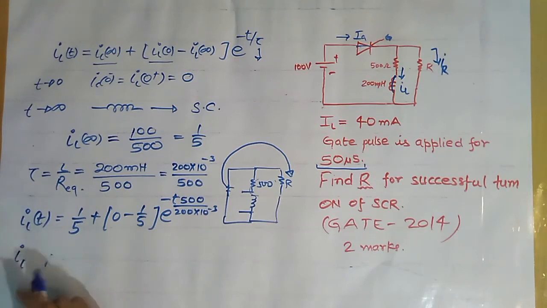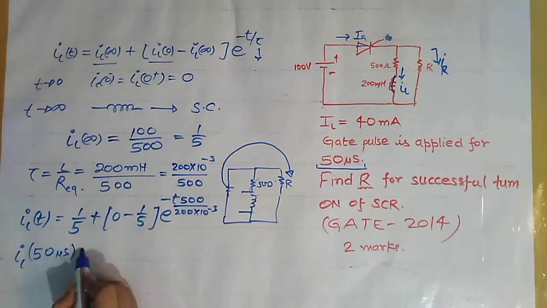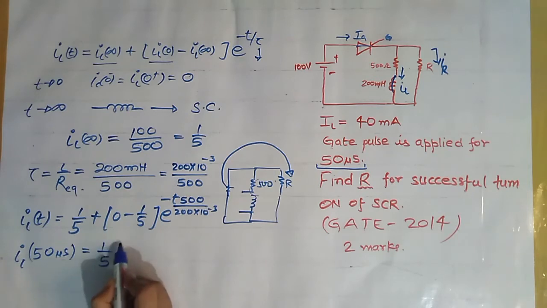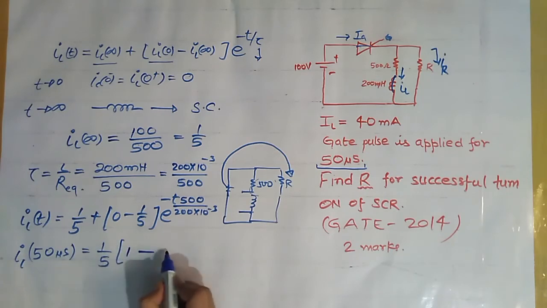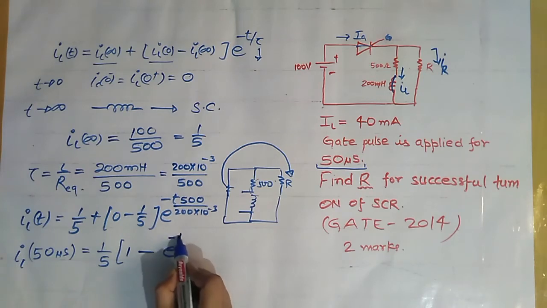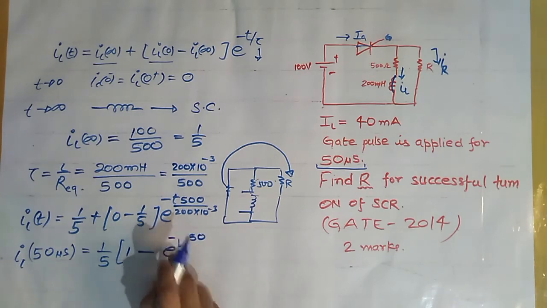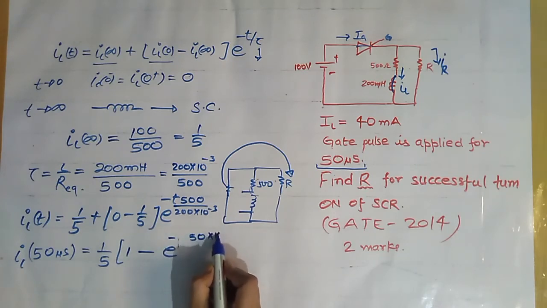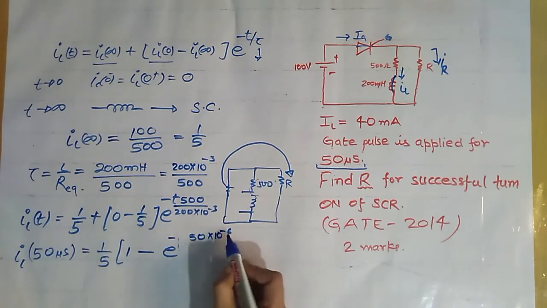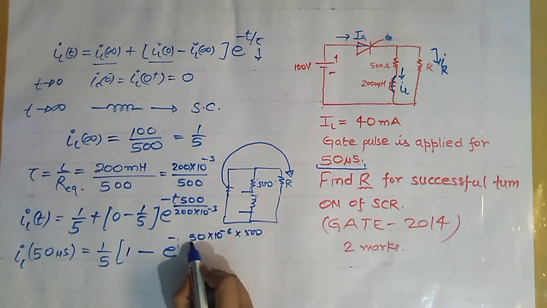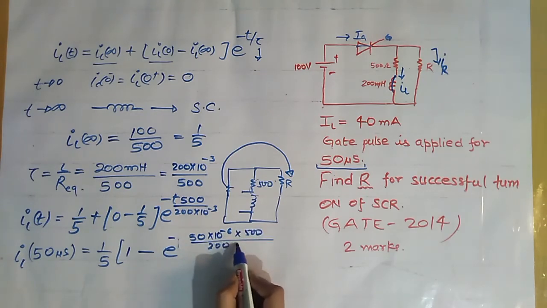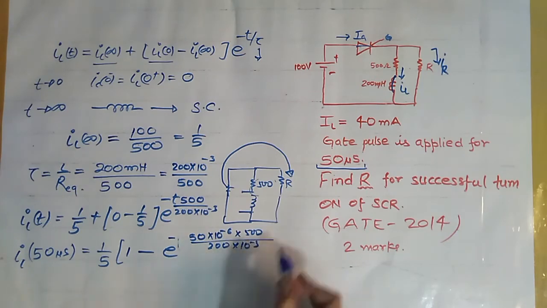So on putting, we get inductor current at 50 microsecond is equals to 1 upon 5. Take this 1 upon 5 common, we simplify this equation. 1 minus e to the power minus 50 into 10 to the power minus 6 into 500 by 200 into 10 to the power minus 3. Okay, this is inductor current at 50 microsecond.